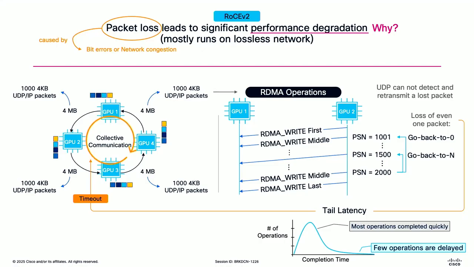Regardless of what you do, even if a small number of RDMA operations are delayed, the whole collective communication is delayed, because the collective communication is not complete until all the operations are complete. Right? So if you plot the completion time, there's a long tail on that graph, and that's why it's called tail latency. Because of this tail latency, the performance degradation is significant. We want to avoid that, and that's why we don't want to drop any packets in RoCE environments.